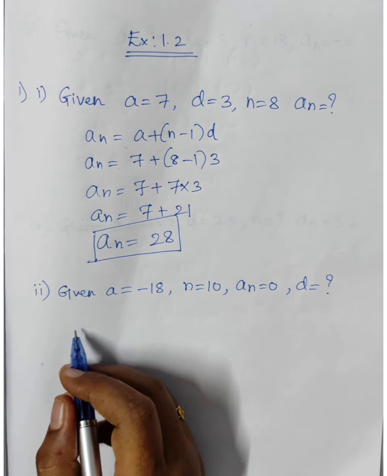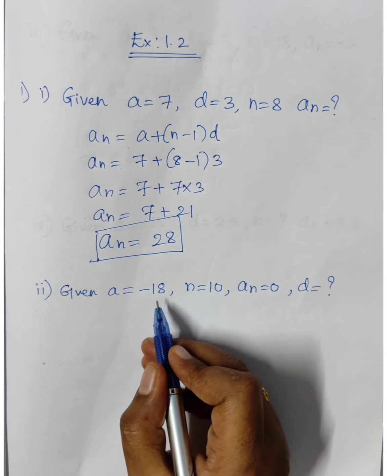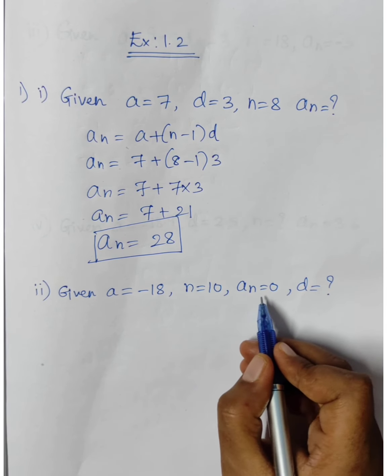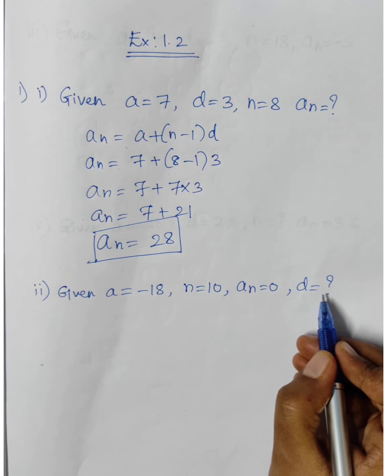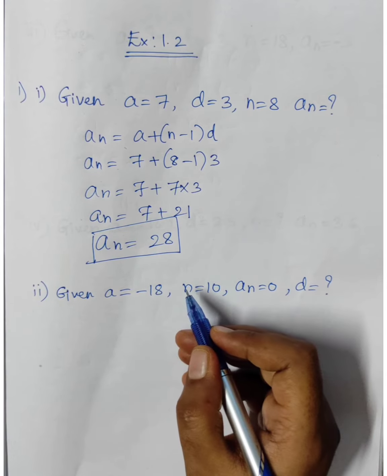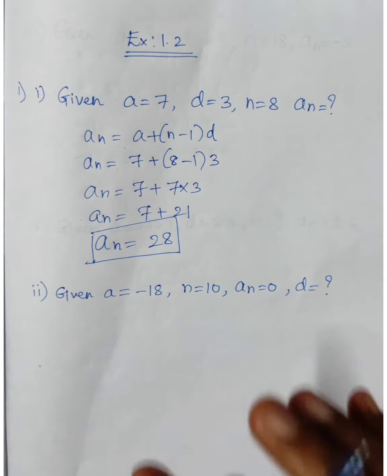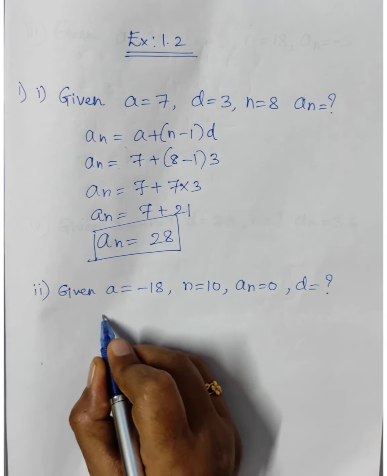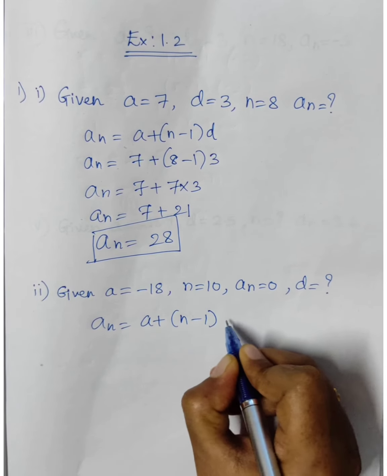Okay, the next problem is, now what is given here? Here also first term is given, number of terms is given. Okay, an is given, that is 0, d is not given, common difference is not given, so you need to find d. Now you may think, if d is not given, the method will be different. Nothing is different, the method is same. So I'll tell you how to solve this. So write an is equal to a plus n minus 1 into d.